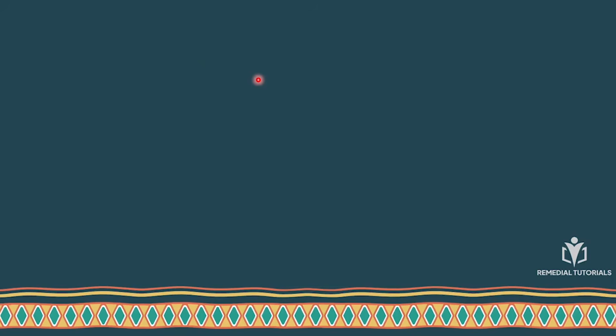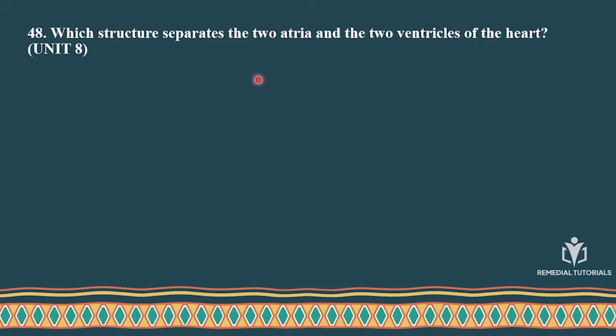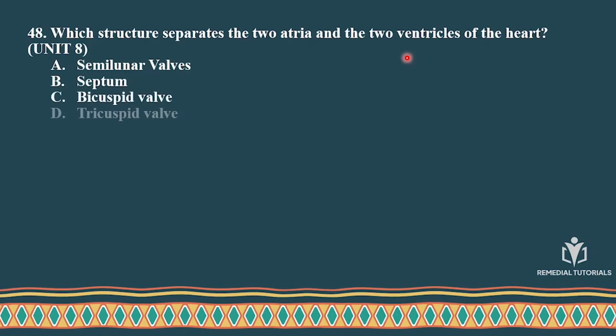Moving on to question number 48. Which structure separates the two atria and two ventricles of the heart? A. Semilunar valves. B. Septum. C. Bicuspid valve. D. Tricuspid valve.